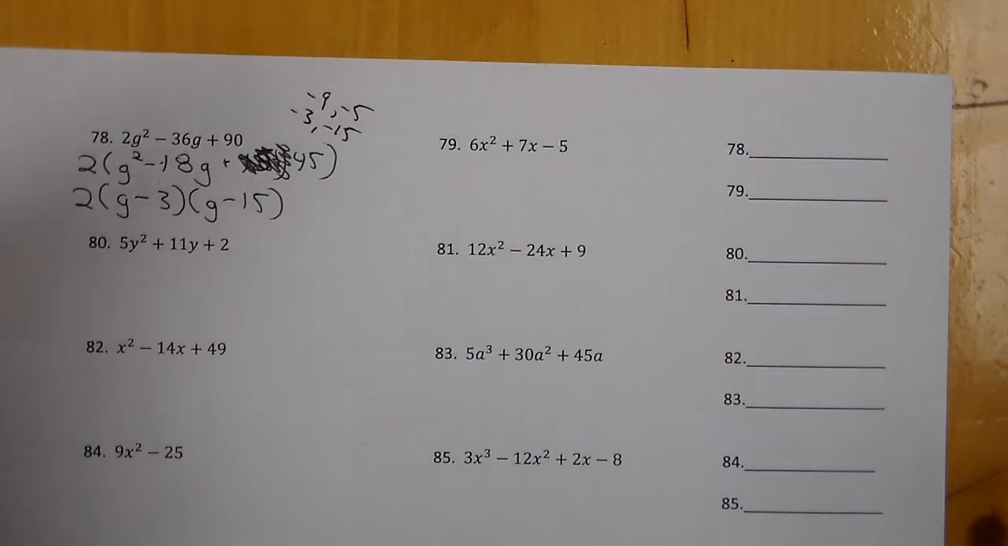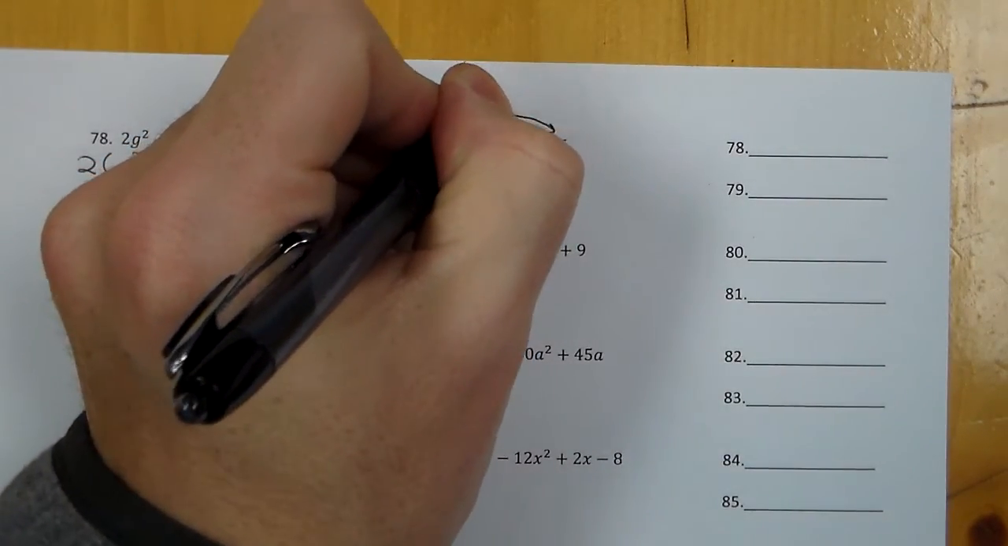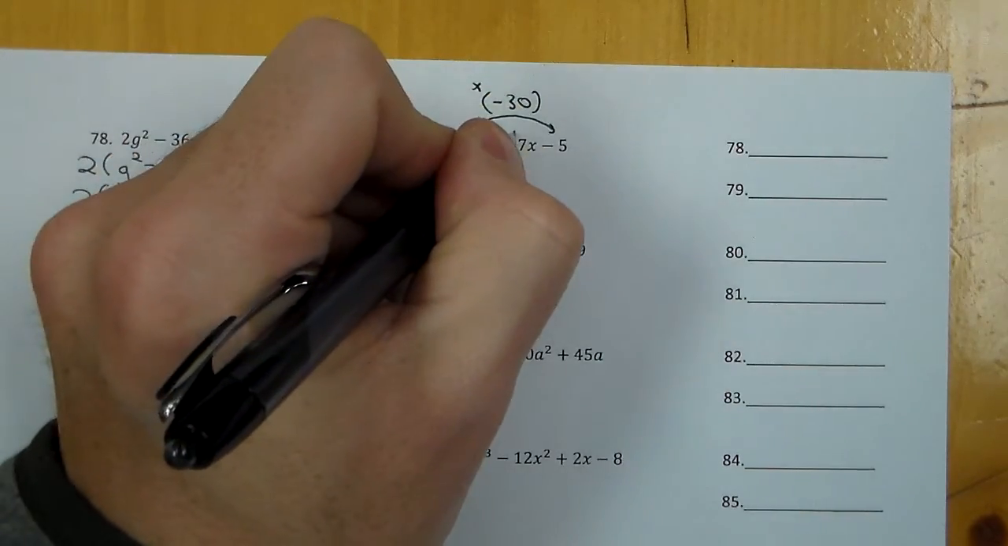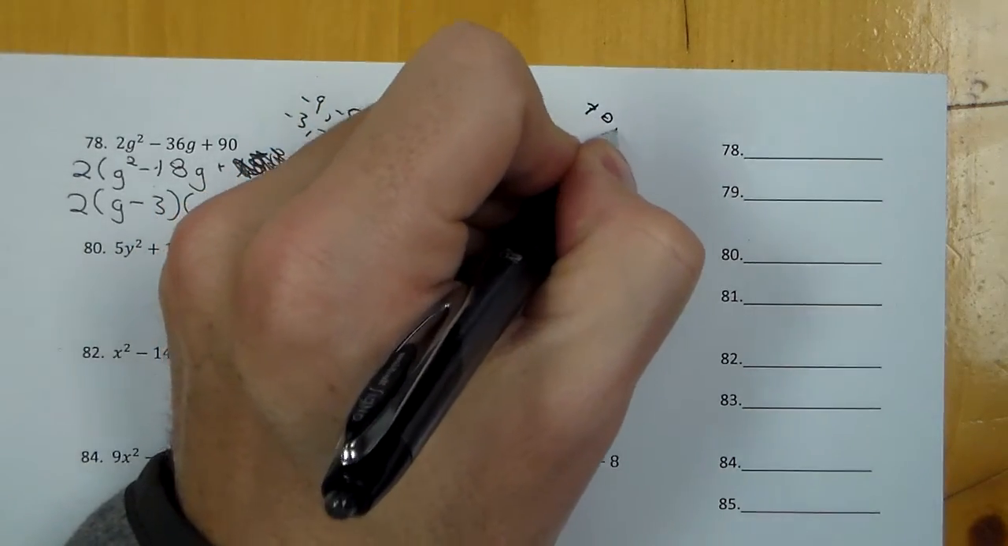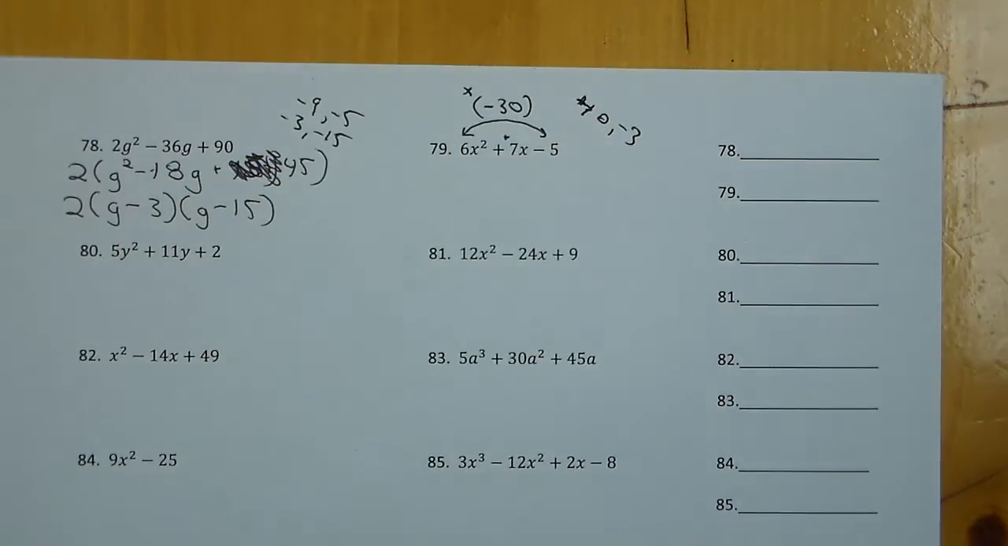Now, 79 kind of starts out looking like 78, but there's no greatest common factor. So this is where we change the way we factor it, where we have a coefficient out in front. I'm still going to use the fact I multiply and find that sum to add, but I'm going to use factor by grouping to help me out. So now I'm multiplying the first term, last term, and I get negative 30. It's got to multiply to negative 30 and add to 7. Well, 30, I get 10 and 3 coming to mind. And I'm going to want the 10 to be positive and the 3 to be negative.